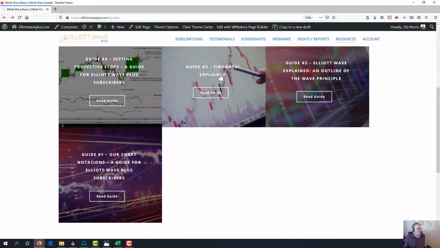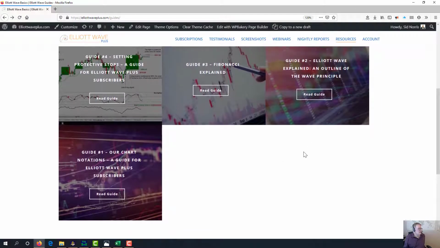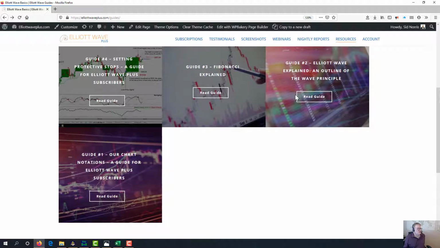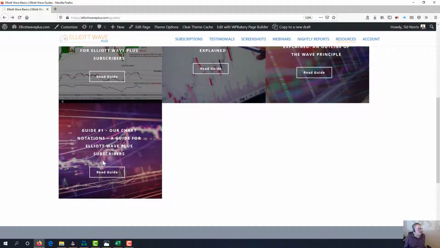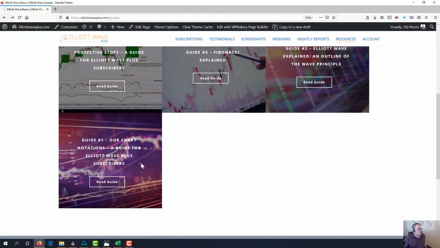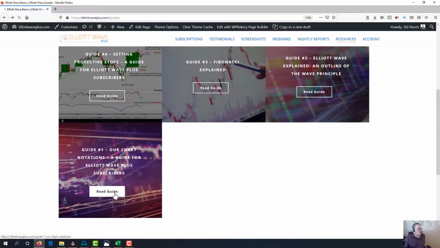Also, a Fibonacci document explains some Fibonacci, some popular targets there. An outline of the wave principle I did, a much shorter read and packed with information. It's only about 10 pages long instead of 100 pages long in the Frost and Prechter book. And a description of the notations that I put on my charts for subscribers and what they mean.